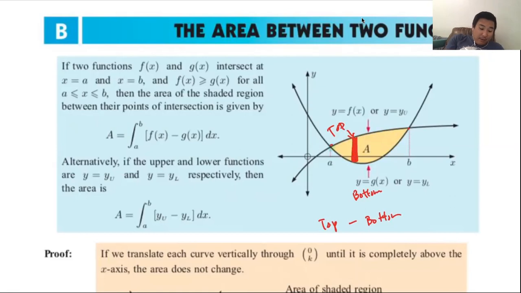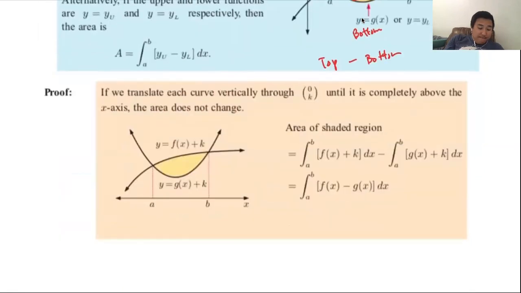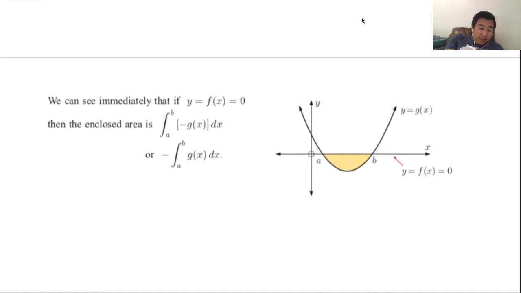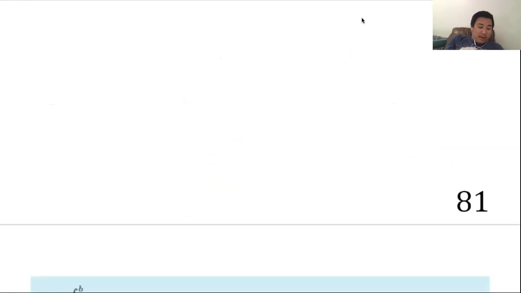A lot of times you'll have to set the equations equal to find those intersection points. So we can see immediately that if y equals f of x equals 0, and this is g of x, you would just do 0 minus g of x, from a to b. If it's 0, you can just bring this negative to the front. And technically, area below the x-axis is negative. So that's why there would be a negative g of x integral from a to b. So let's get to practicing some problems.